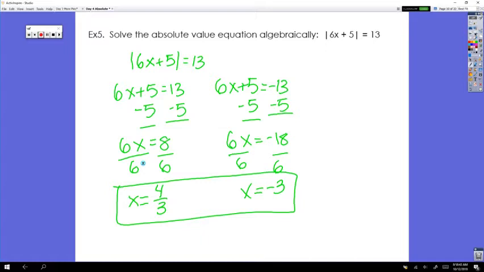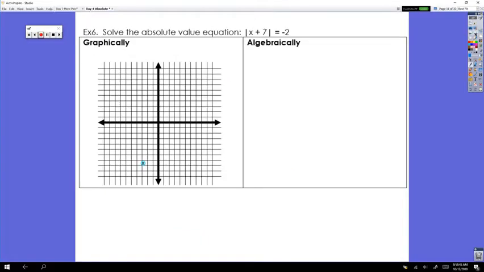Now let's look at the next problem. Solve the absolute value equation. We're going to solve this graphically and algebraically. So I'm going to graph both sides of this equation. We have the absolute value of x plus 7. So 1, 2, 3, 4, 5, 6, 7. It has a slope of 1.